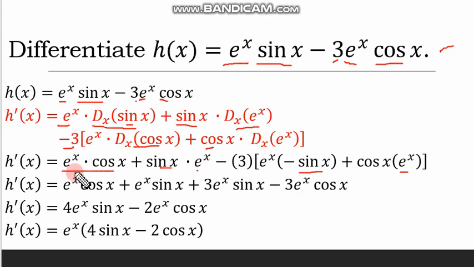So e raised to x cosine x, and then minus 3 e raised to x cosine x is negative 2 e raised to x cosine x. And then e raised to x sine x plus 3 e raised to x sine x is 4 e raised to x sine x. So this is the final answer, but we can simplify that here: e raised to x times the quantity of 4 sine x minus 2 cosine x.